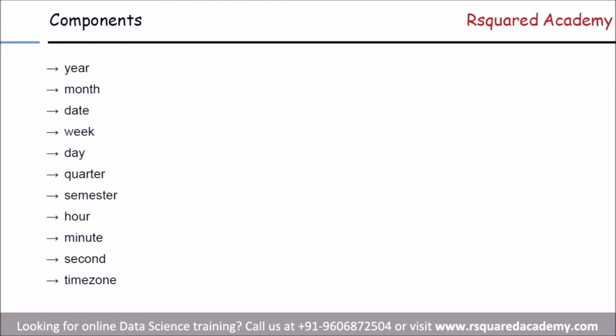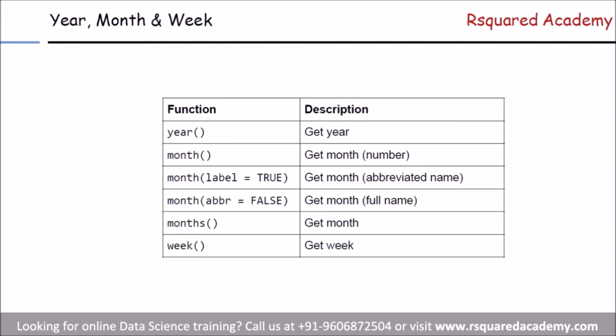So you have the date components, you have the time components, and on top of that we also have quarter, semester, and other information that we can extract. So this whole module is about extracting different components from date and time. We'll get started with year, month, and week.